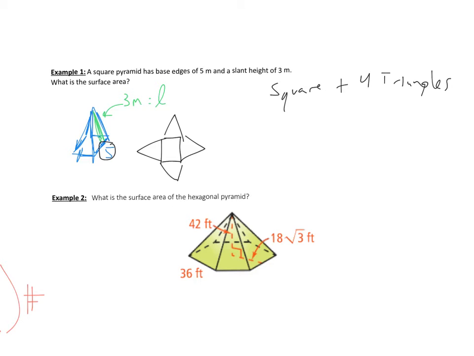And so now it's just a matter of looking at the length. What did they say the base edge was for the square? Well, it's a square that's 5 by 5. So square is just base times height. 5 times 5 will get me 25. Plus I have 4 triangles.